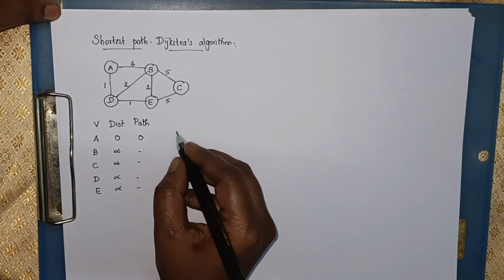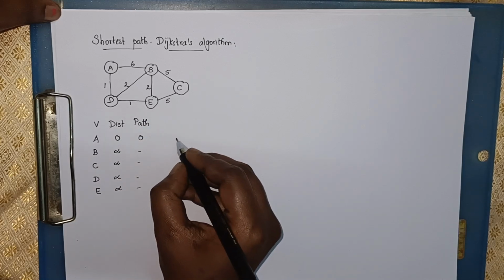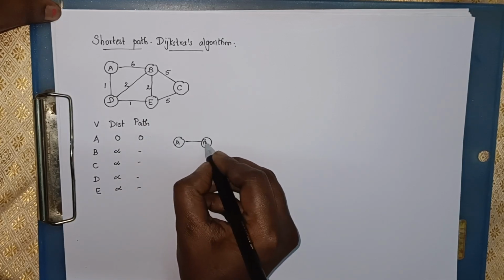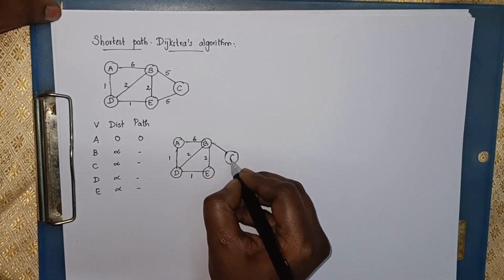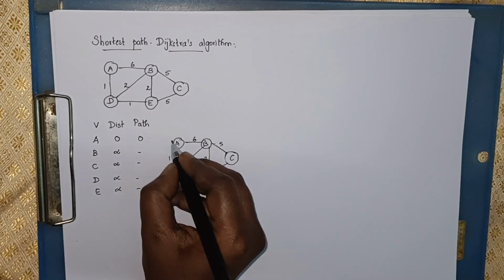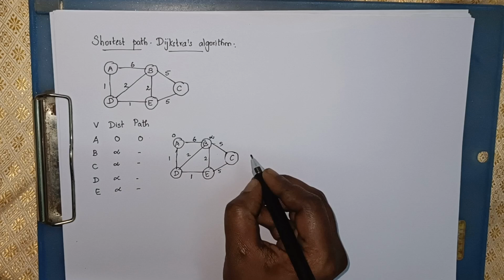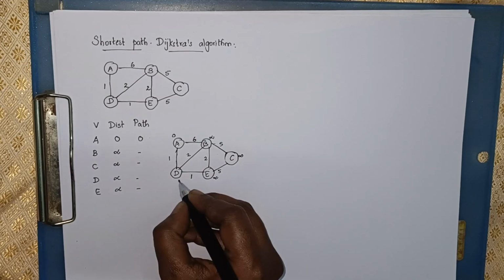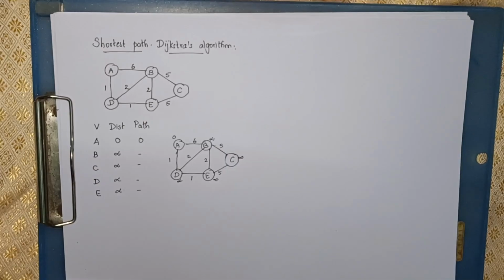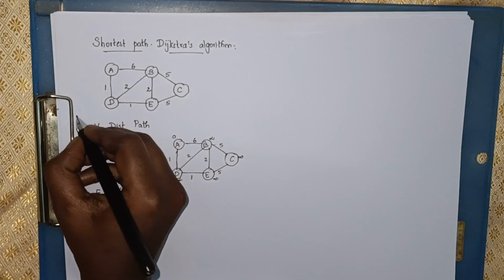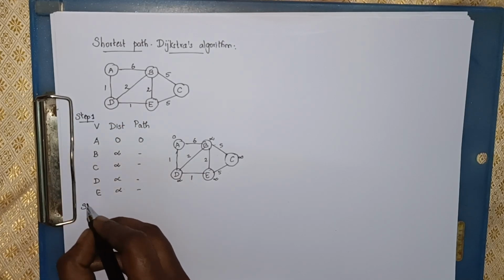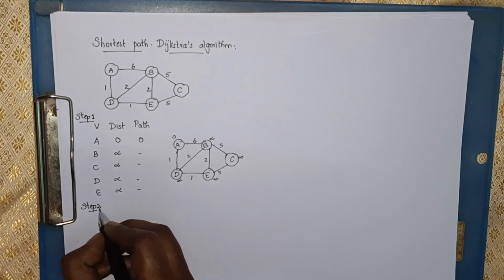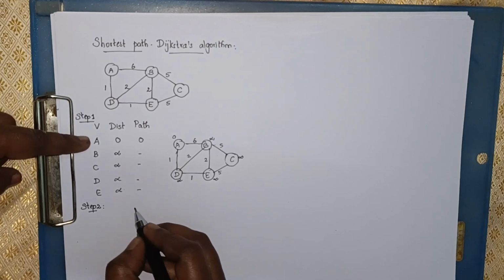Okay, now we are going to mark this initial state in the graph. So the initial distance of A is 0, others are infinity. So I am just going to mention it in my graph. So this will be our step 1. So step 2 is, I am going to take A as known.